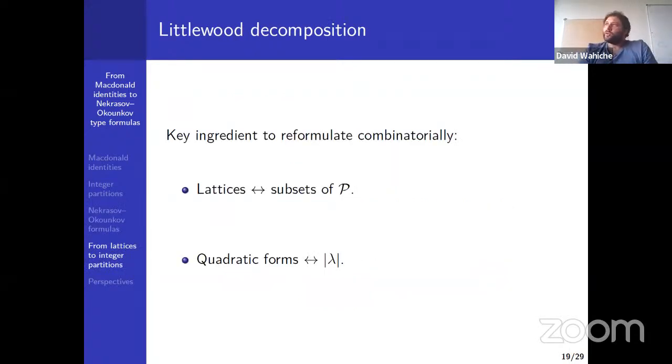Okay. So I started to mention that the main tool to build the dictionary between the Macdonald identities and some subset of partitions was the Littlewood decomposition. It is the key ingredient to map bijectively lattices that naturally arise when looking at the infinite affine root systems and the subset of partitions. And also, it gives you the connection between the weight or half the weight and the quadratic form. And the quadratic form is the one that was in the exponent of the formal variable t in the reformulation by Rosengren and Schlosser that I showed at the beginning.